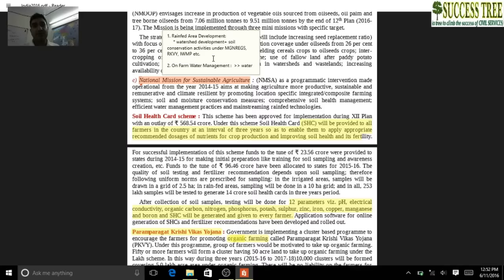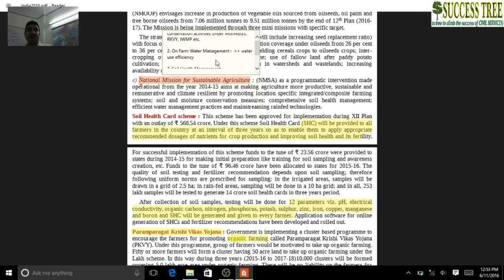First one, rain-fed area development. Rain-fed area development again subsumes watershed development and soil conservation activities. So watershed development, for example, we have the Integrated Watershed Management Programme, IWMP. Soil conservation activities.